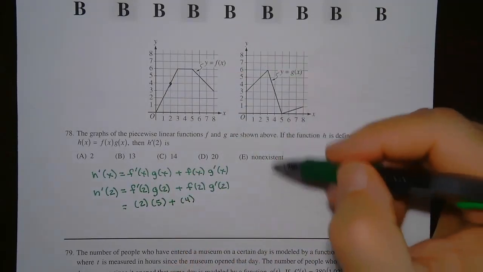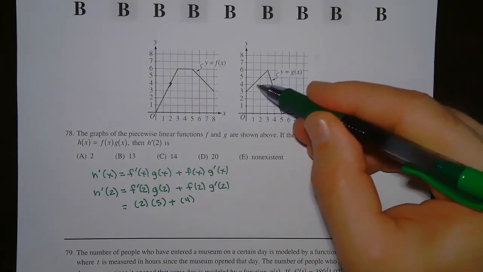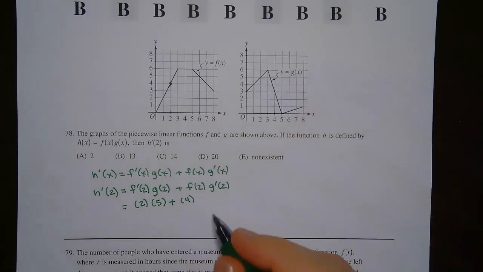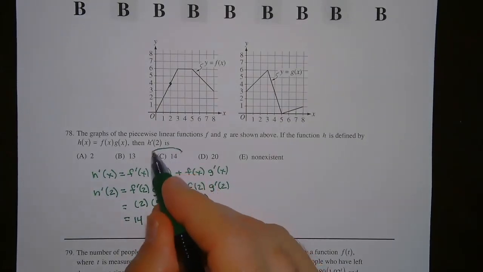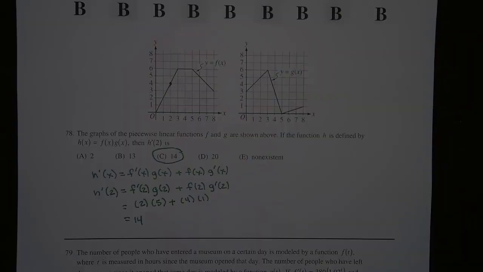And now we have to do the slope of g at 2, right? The slope at 2, on either side, is 1, right? So we're going up 1, right 1, here up 1, right 1. So the slope is 1, so that'd be 1, okay? So this would be 10 plus 4, or 14. And so the correct answer for 78 would be C. Okay, let's go to 79.